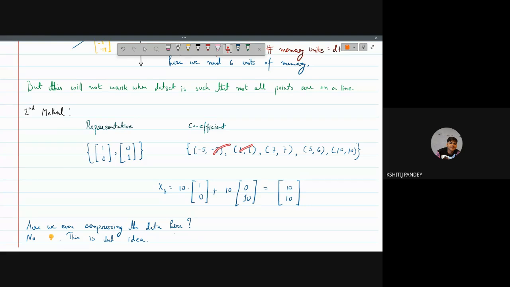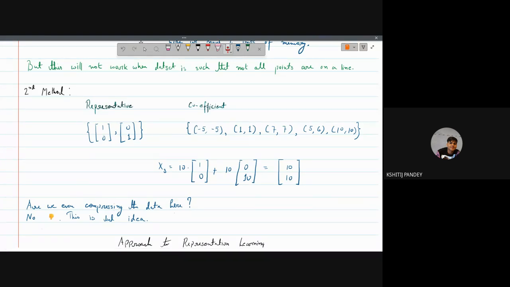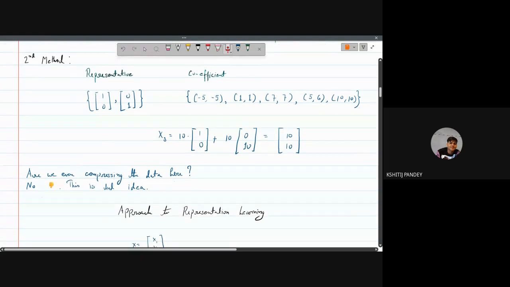This is not a good method, right? Because to store the original data we require even less memory. So this is not a good method. There is no compression happening here. So is this clear why this is a bad idea?